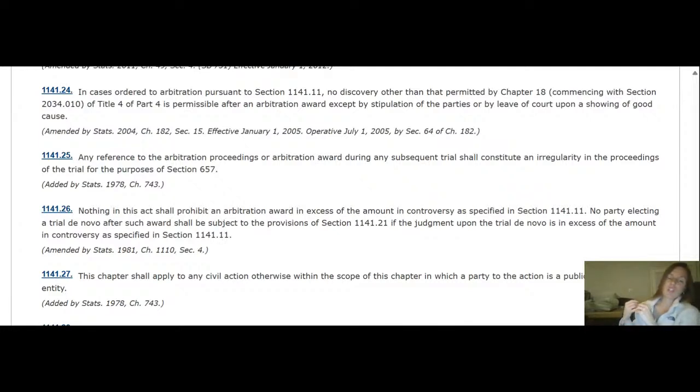1141.25. Any reference to the arbitration proceedings or arbitration award during any subsequent trial shall constitute an irregularity in the proceedings of the trial for the purposes of Section 657.